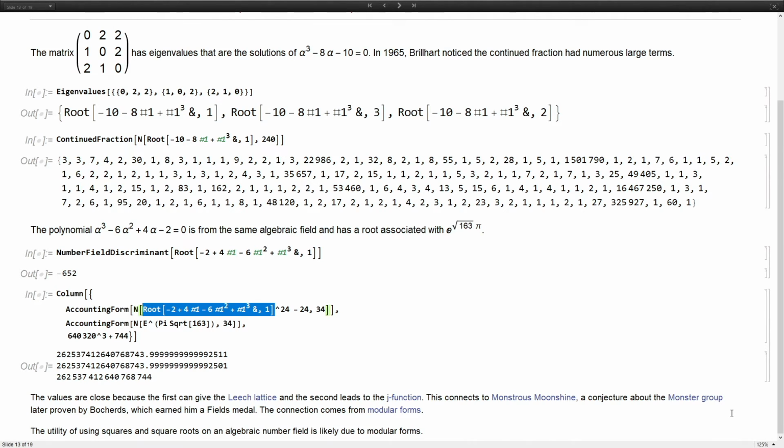It turns out that the first one is used to make the Leech lattice, and the second one is used for the j-function. The connection between these two was called monstrous moonshine by John Conway, and Borcherds proved the connection between them and won a Fields Medal because of it, using modular forms. I'm pretty sure this whole talk is just a trivial extension of modular forms. It's just taking the square root and squaring.